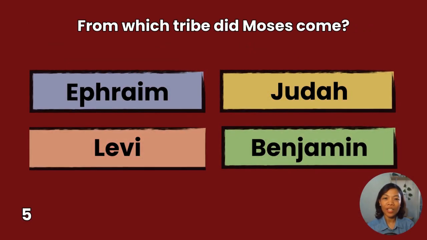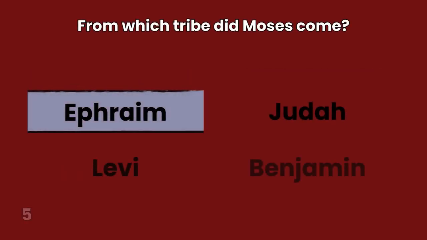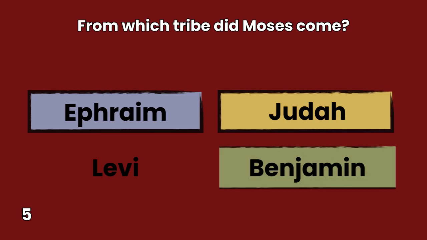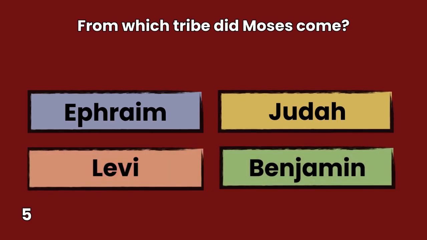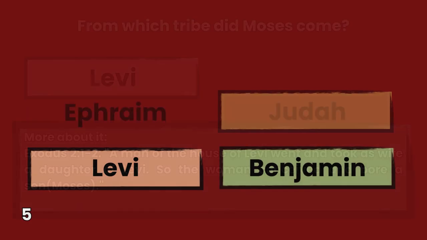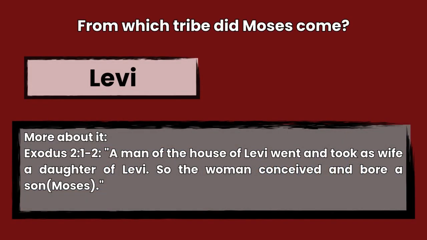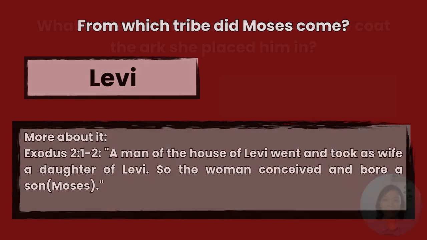5. From which tribe did Moses come? Ephraim, Levi, Judah, Benjamin. You have 10 seconds to answer. The answer is Levi, Exodus 2:1-2. A man of the house of Levi went and took as wife a daughter of Levi, so the woman conceived and bore a son, Moses.